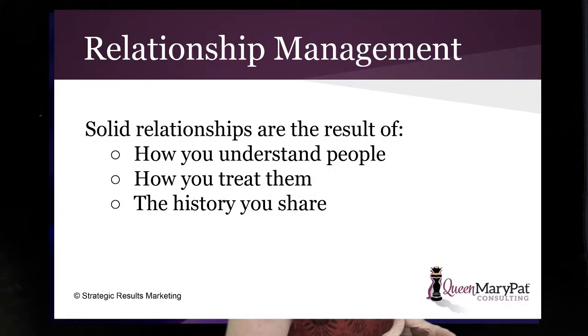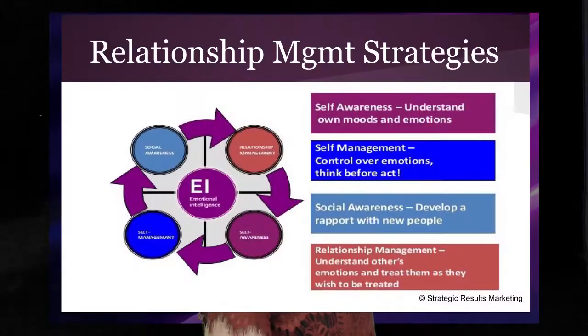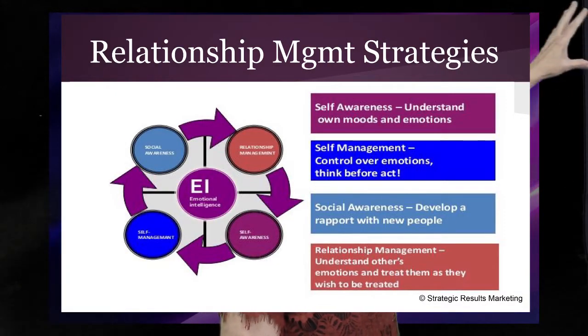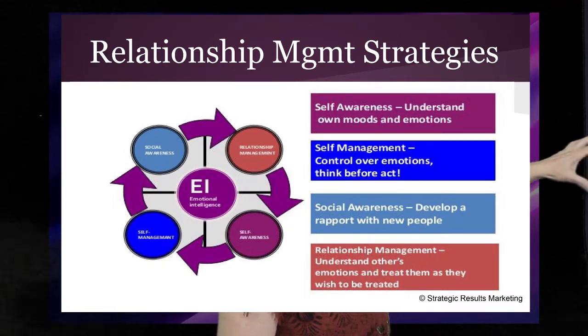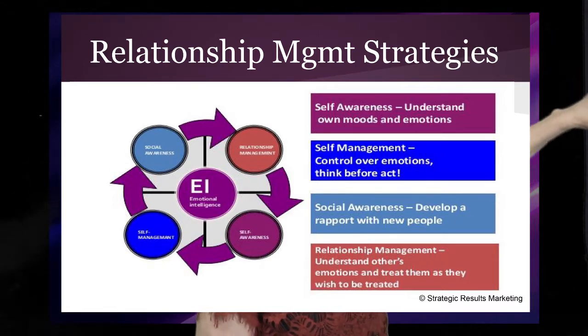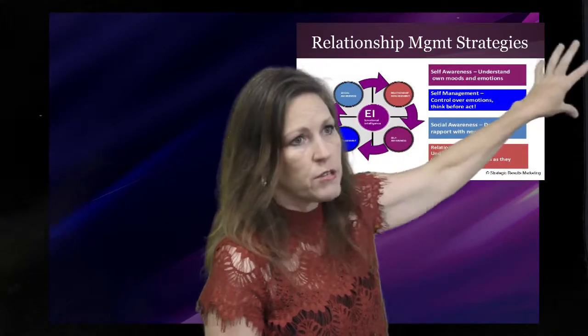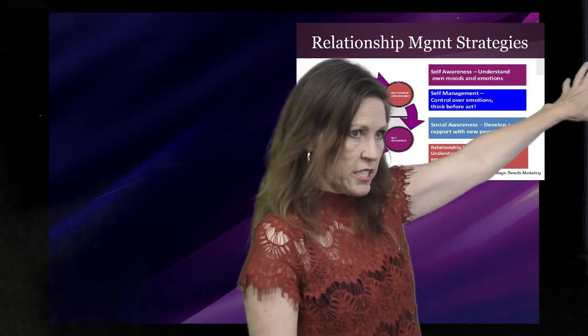successful relationship management is the result of how you understand people. It's how you treat them. It's the history that you share. And here's a great visual that just shows the continual flow of this information going around from self-awareness, self-management, social awareness, relationship management. They're all important, and it's all of those things that make up your emotional intelligence.